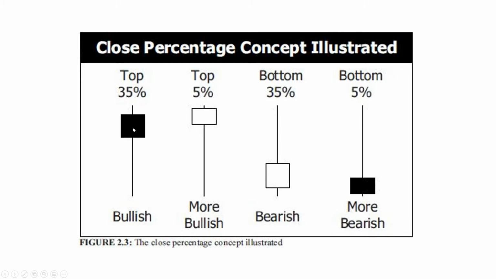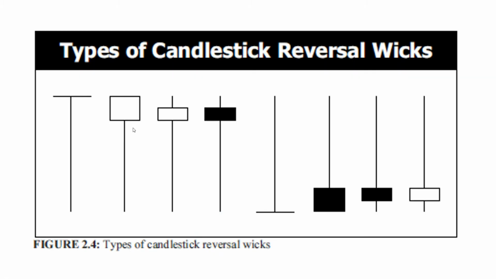So anything between 5 to 35% is what we need a closing pattern. Now let's look into different types of candlestick reversal wick. They are called hammer, hanging man, inverted hammer, shooting star, gravestone doji and dragonfly doji.